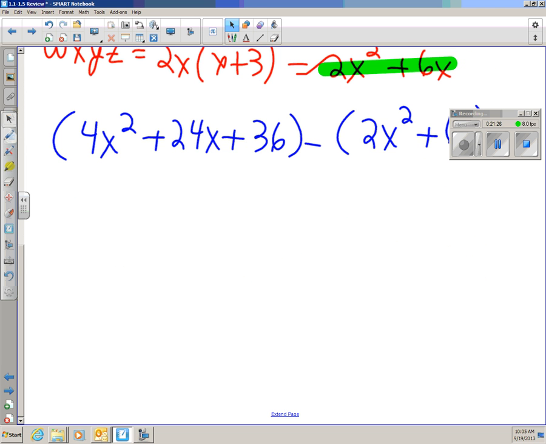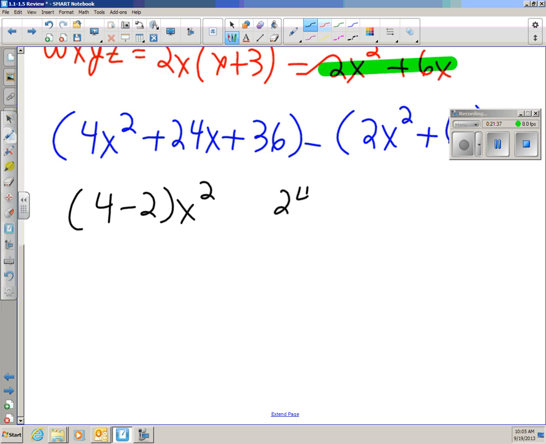Again, if we work with the distributive property and combining like terms, I know that for my x squareds, I've got 4 minus 2 of the x squareds. For my x's, I've got 24 minus 6, and those are the x's. And then without x is just 36 minus 0. There's no like term in the other one. I'm just going to put a 0. Don't really need to put anything.